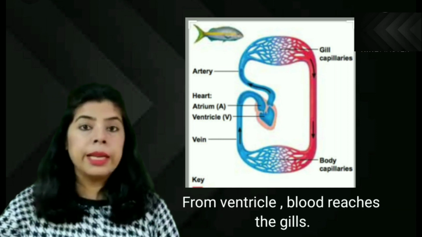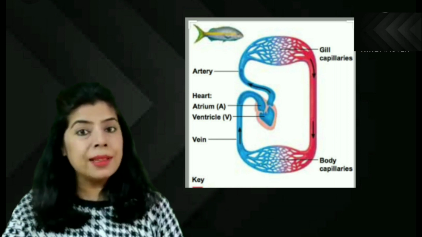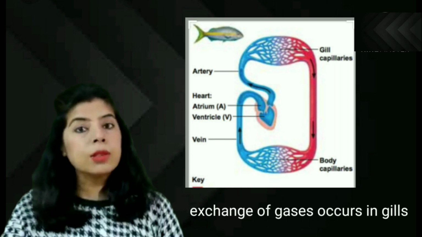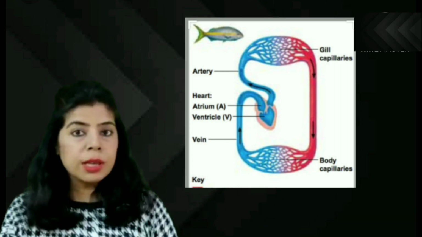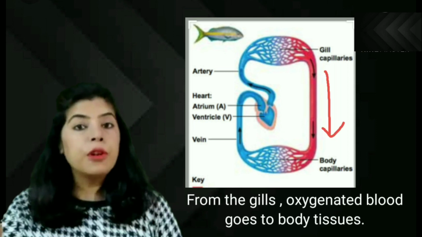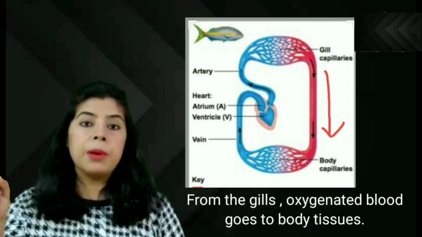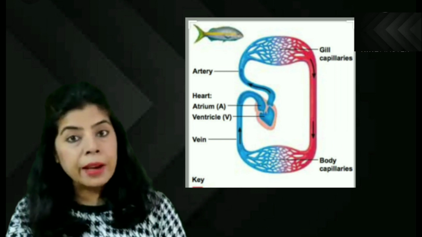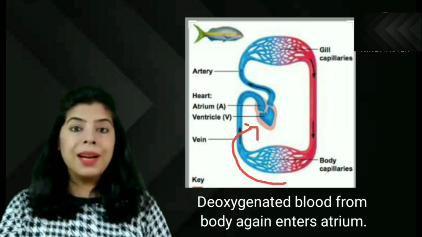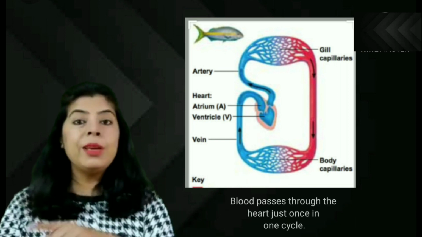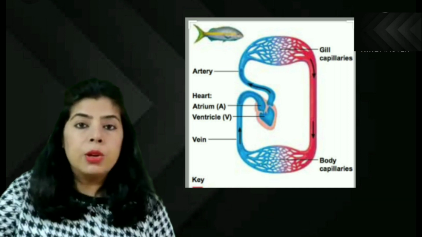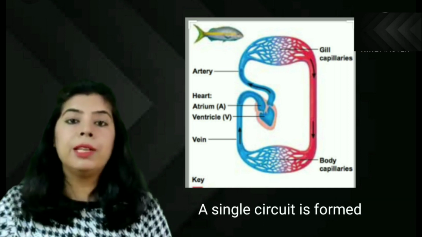So this carbon dioxide containing blood reaches the gills. In the gills, the carbon dioxide is given out into the water which will flow out, and the oxygen has been taken in. So this oxygen containing blood from the gills will again reach the different parts of the body. From there, the oxygen will be used up, carbon dioxide will be released, it will be carried by the blood, and it will come again into the atrium. So here you see that the blood is passing through the heart only once. There is only a single circuit, only a single circle has been formed when the blood is flowing.